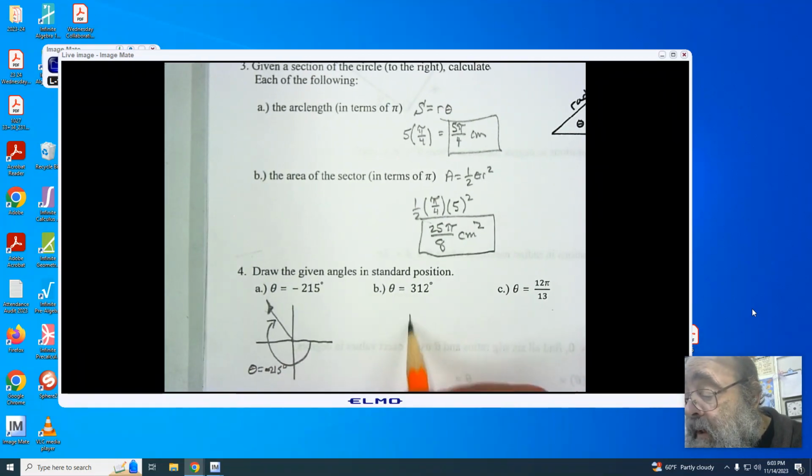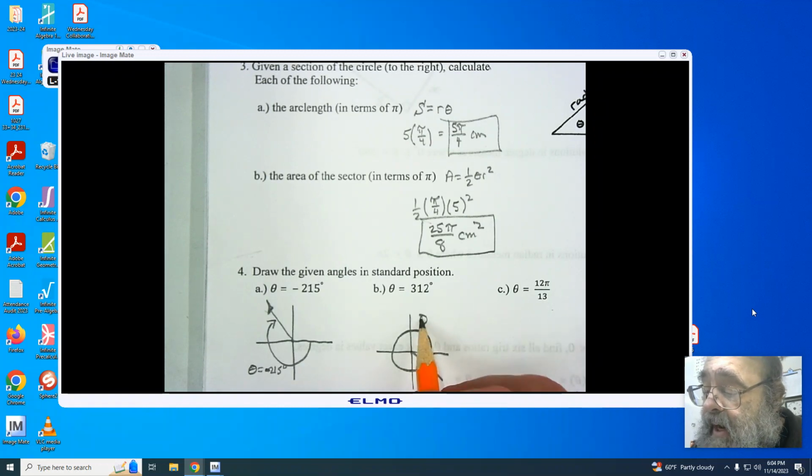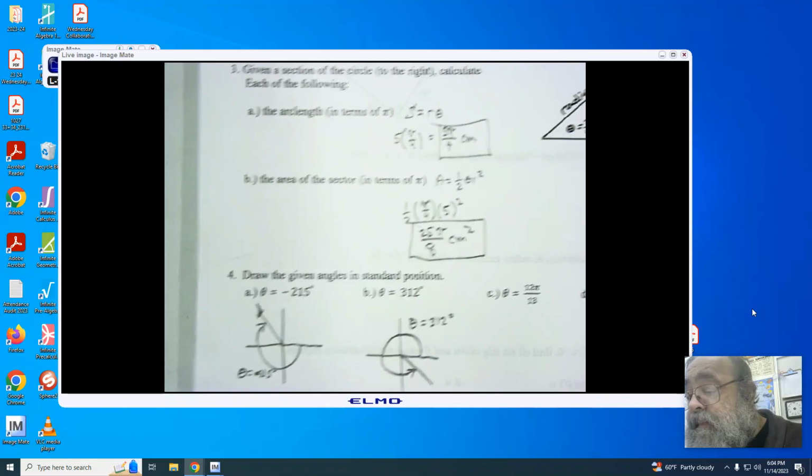B. Now we have a positive. Positive means counterclockwise. It's over 270 degrees, which is right down at the bottom. So we're going to go all the way in to quadrant 4. We now have our angle, and we say theta equals 312 degrees.